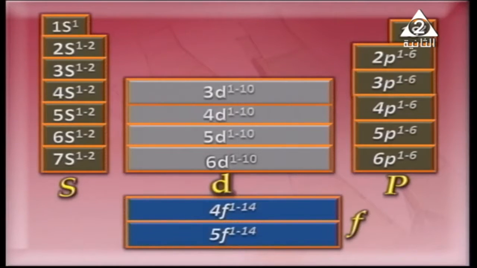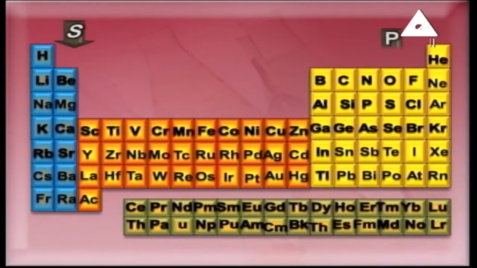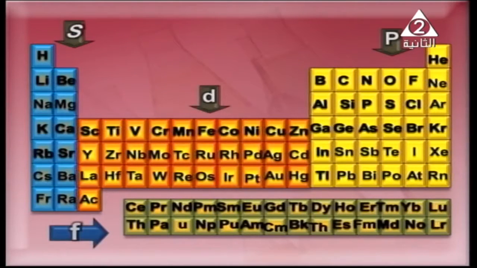So, my dear student, if you look at the shape of the periodic table that will be shown now on the screen, we find that the S block elements are on the left side, P block elements on the right side, D block elements in the middle, and F block elements below the periodic table.